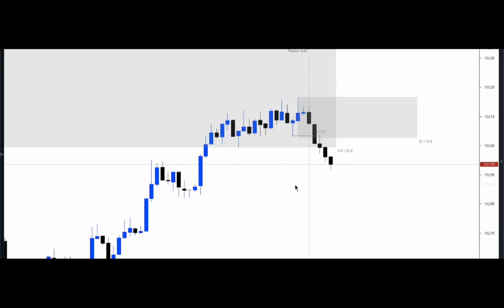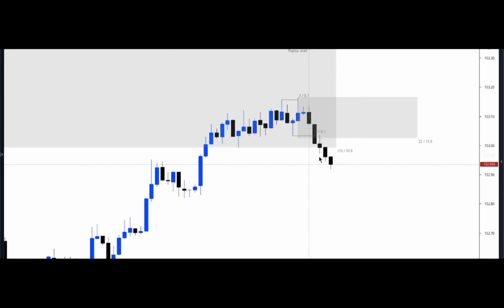So change of character, will you need any inducement? No, you don't need inducement. Why? Because price has already taken liquidity here. Look at it here. Price has already grabbed this liquidity, this high. It's already taken out by this candle wick. It took it out and closed below it. So you don't need inducement.